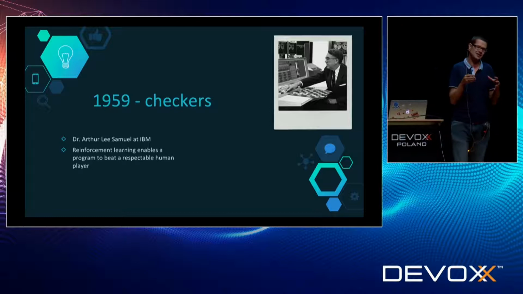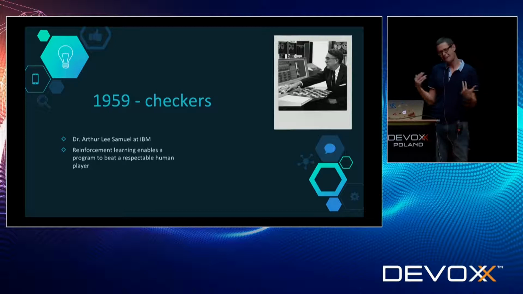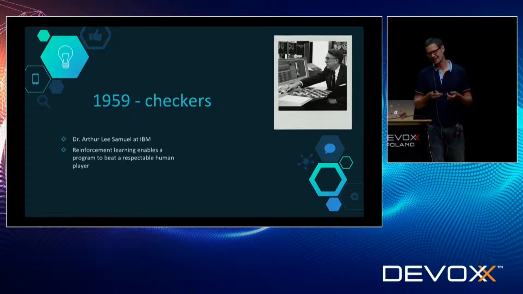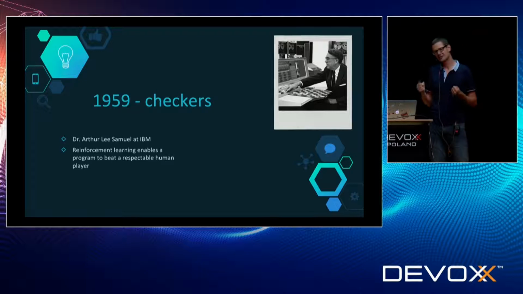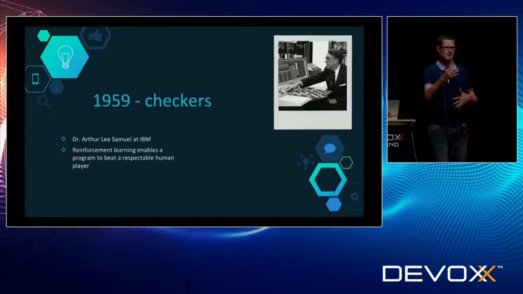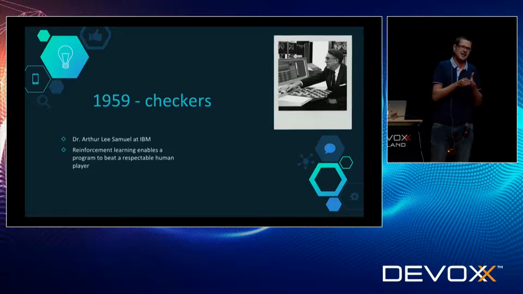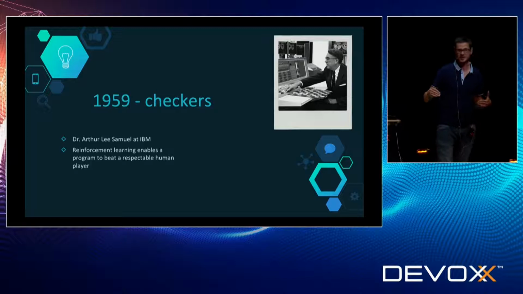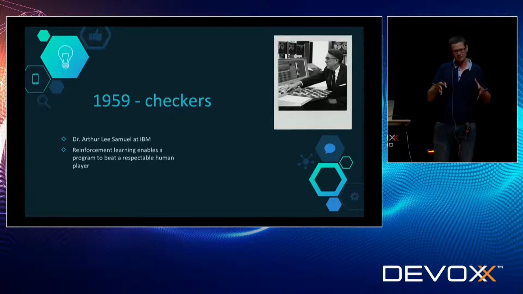And I find it really amazing that it's 1959, long before I was born, and such an interesting invention came to be. What is really interesting here is that at the time, the computers were not very strong, right? The memory was really small. So that program couldn't just explore all the possible paths, you know, what you can do with that board of checkers. So he had to come up with a different way to make that program win, yeah?